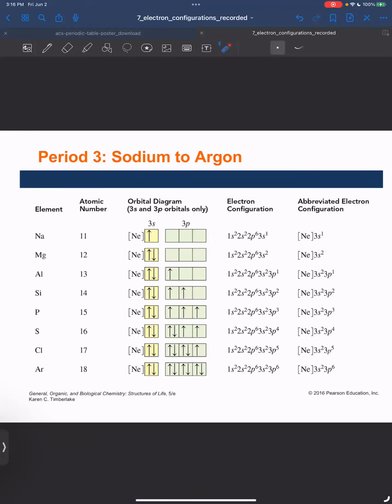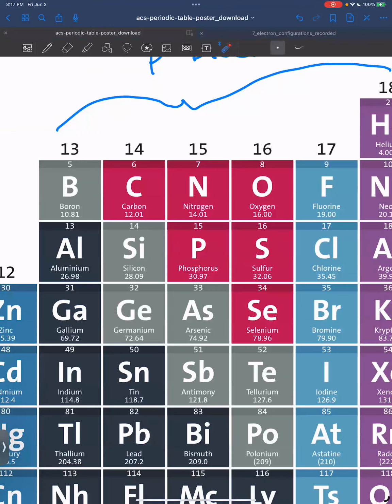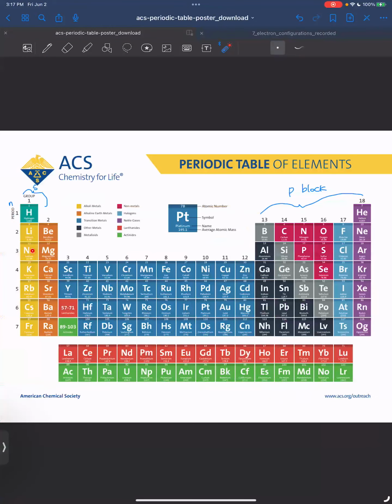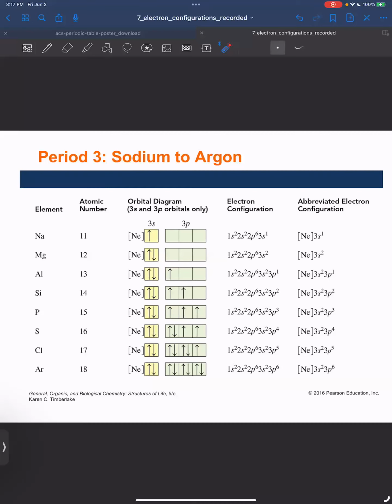Period 3 elements are located in n equals 3, that's sodium to argon. And looking at sodium, the preceding noble gas, going backwards, is neon. Sodium has 11 electrons, neon has 10, so that's the preceding noble gas. The way you read this example is they're showing you neon, which is 1s2, 2s2, 2p6. And then they're showing you the boxes for the 3s and 3p orbitals only.